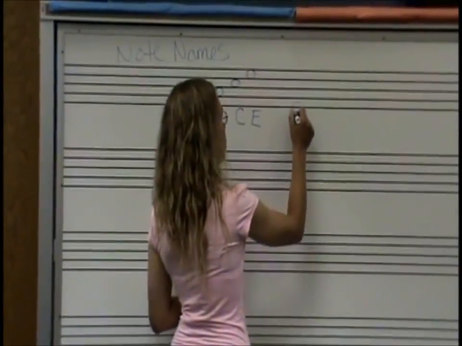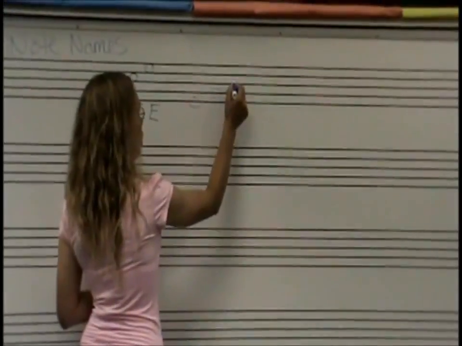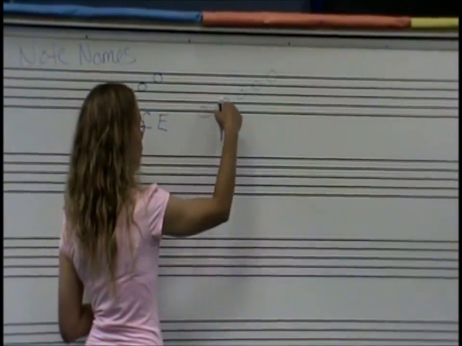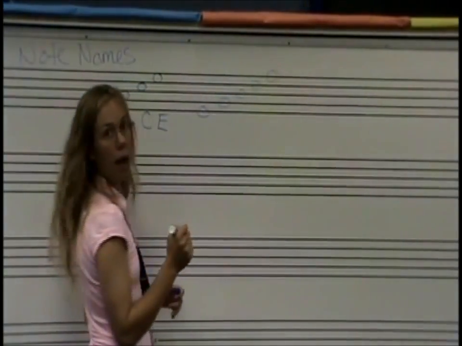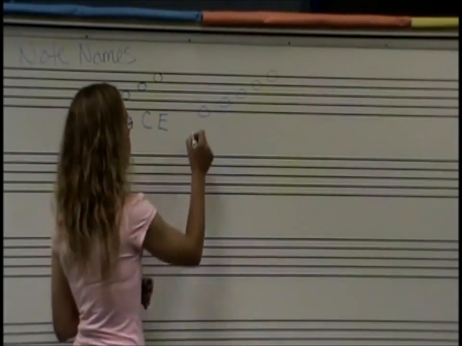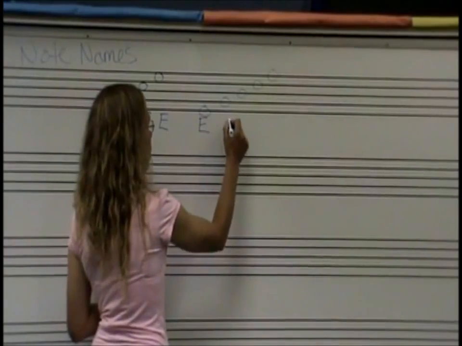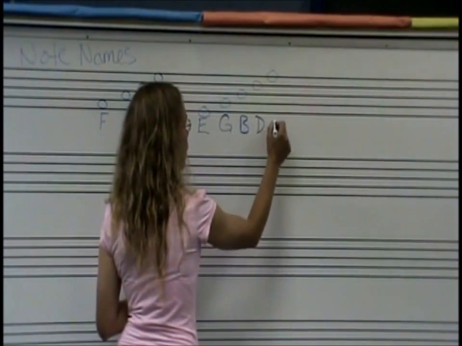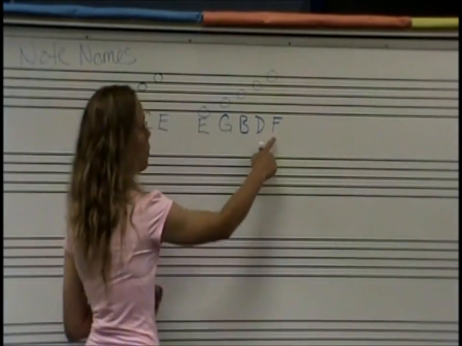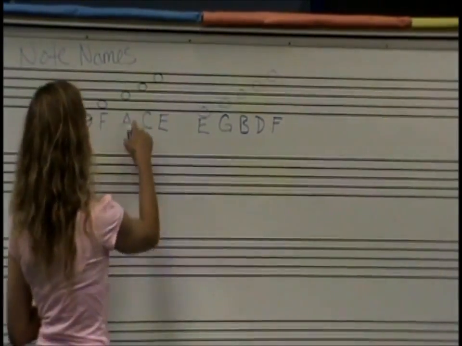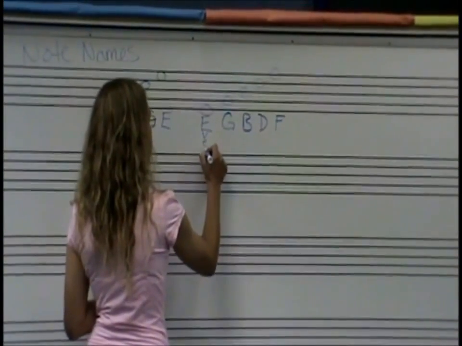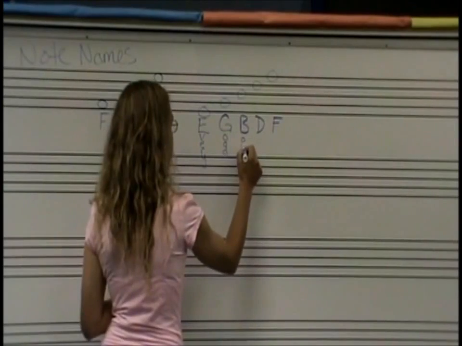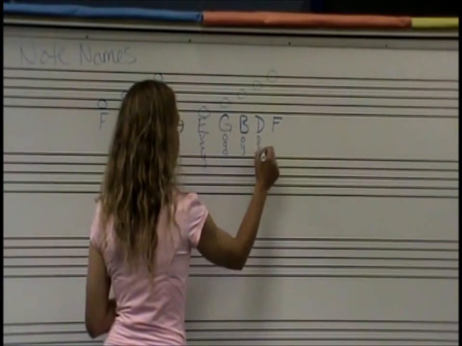If you have notes that go through the lines, and you can see the line going right through each circle, these would be line notes. The saying for line notes is, every good boy does fine. Fine rhymes with line, just like face rhymes with space. So underneath, in your notes, write every good boy does fine.